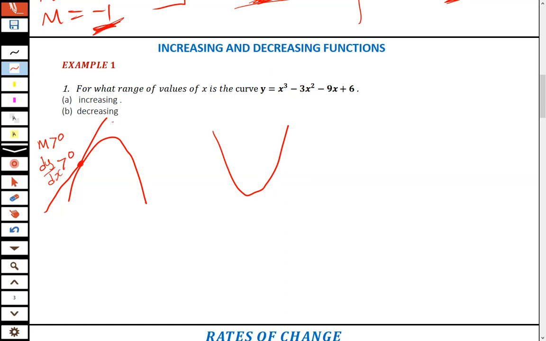On this other side, where the gradient goes down, the value of m is less than 0. So when m is less than 0, we can also conclude that dy dx is less than 0.